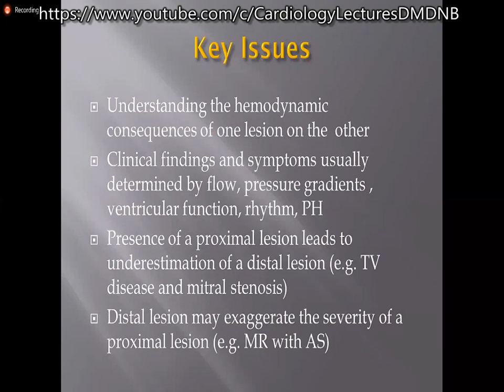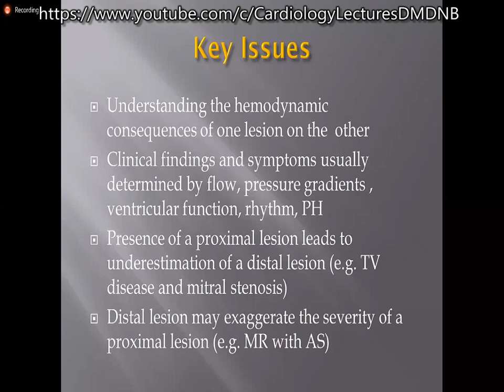Another key issue is understanding the hemodynamic consequences of one lesion or the other. Clinical findings and symptoms are usually determined by the flow, the pressure gradients, ventricular function, rhythm, and pulmonary hypertension. For example, take mitral stenosis: the gradients are driven by the heart rate. Particularly, ventricular function is extremely important in regurgitant lesions, whether it's mitral regurgitation, aortic regurgitation, or for that matter, tricuspid regurgitation. And atrial fibrillation is more often seen with mitral valve disease, rarely with aortic valve disease.